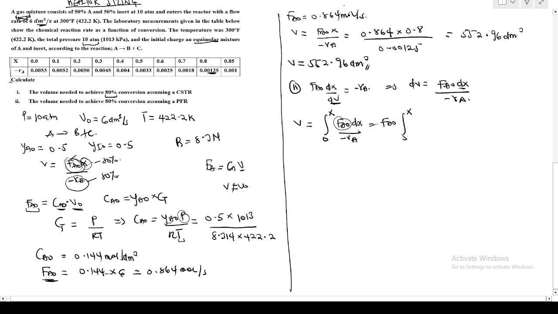Then we are left with dx over minus Ra. Now, because we have this as our design equation, it can be easily inputted as we did for the CSTR. But you are looking at a range of values from 0 to a certain conversion value. So if you want to find the 80% conversion, our volume is going to be from 0 to 0.8, Fa naught, dx over minus Ra.